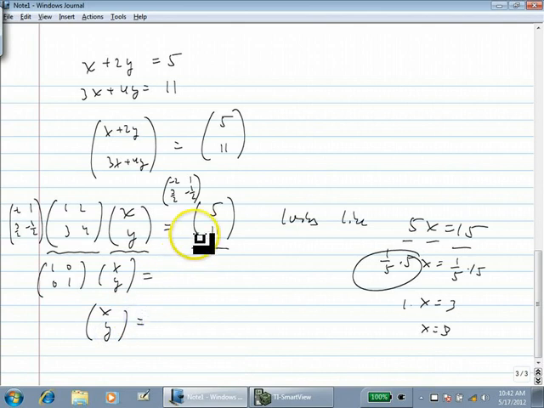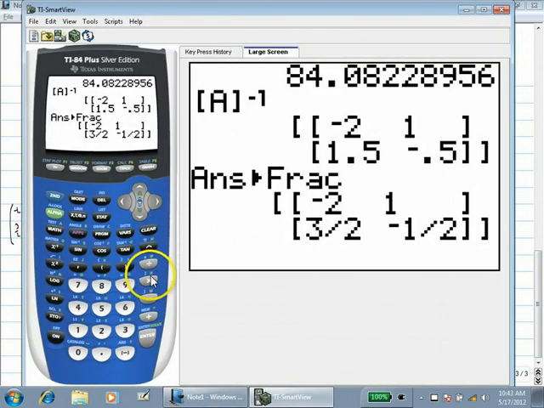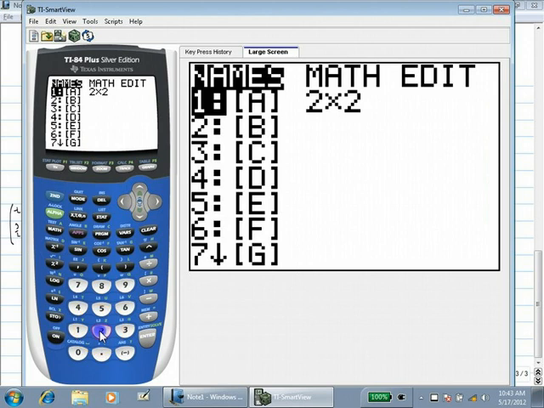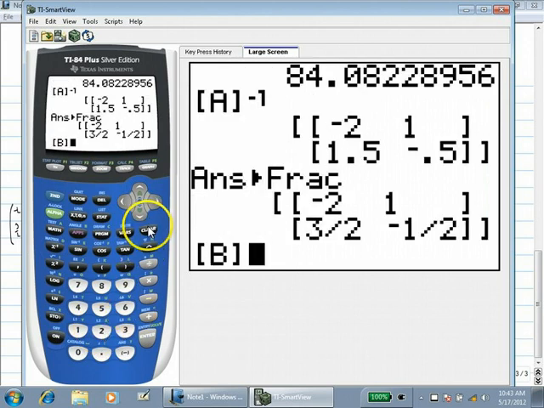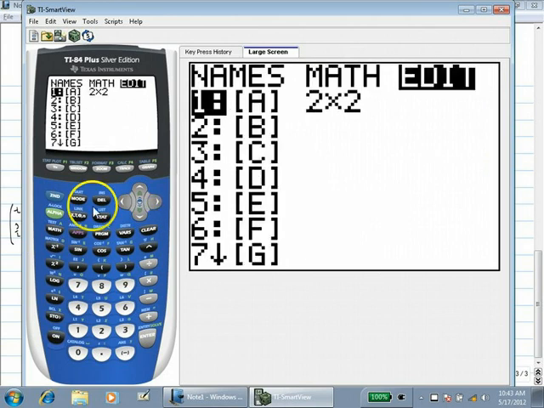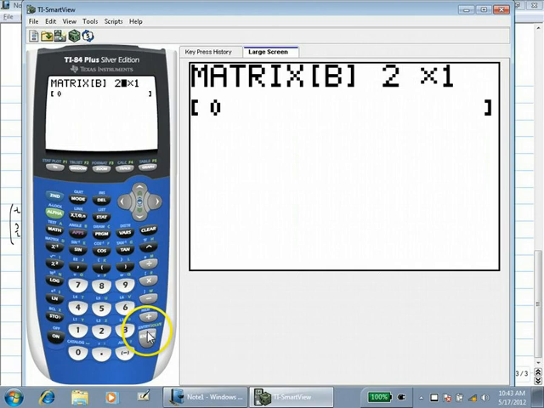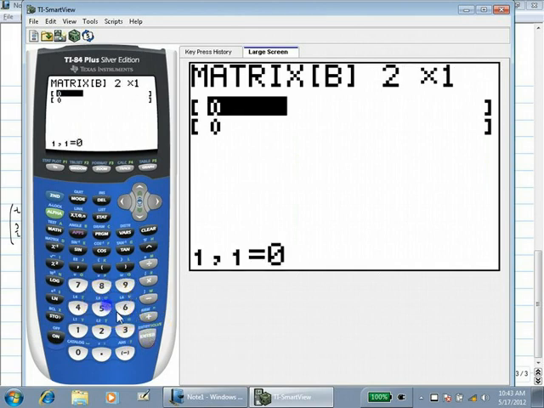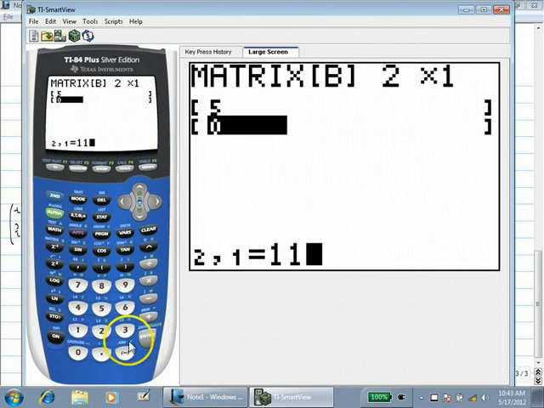So really the question is, what is the product of minus 2, 1, 3 halves, minus 1 half times 5, 11? I could actually do that on the calculator by making the matrix 5, 11. Second matrix, edit, number 2. Make it a 2 by 1 matrix. Make the numbers 5 and 11. That's called matrix B.